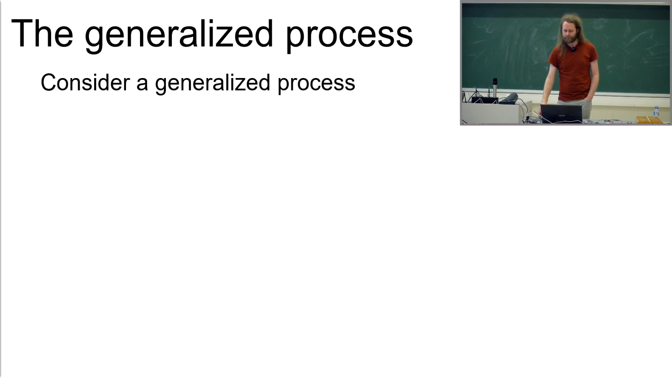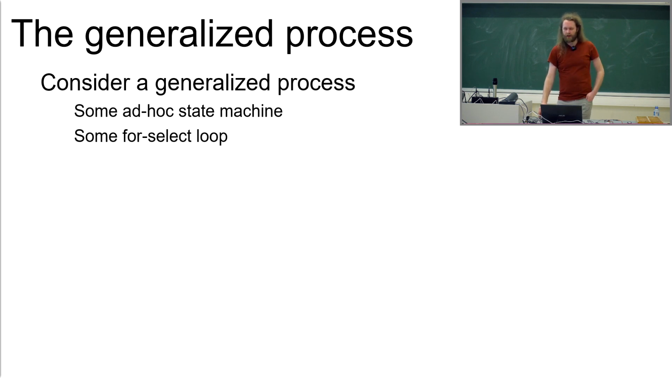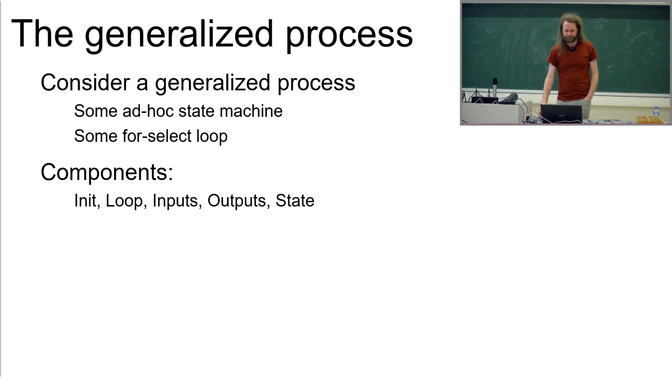Let's talk first, just to get an idea of what is the cause of these errors. Let's talk first about what is this generalized process in a process-oriented program. What does a thread do, typically? We have our ad hoc state machine. It has inputs, it has outputs, it has a for select loop. It has some initialization, and it has some state. So we're reading the state, we're writing the state, we're writing the outputs, we're reading the inputs. We have a loop so that it runs forever, and at the top of it all we have some initialization.